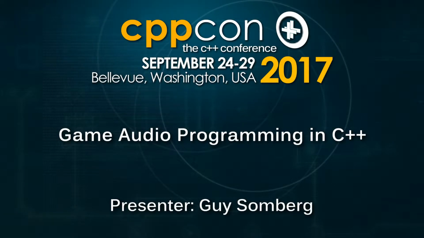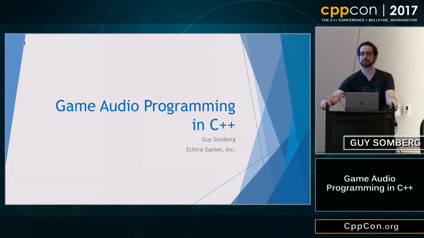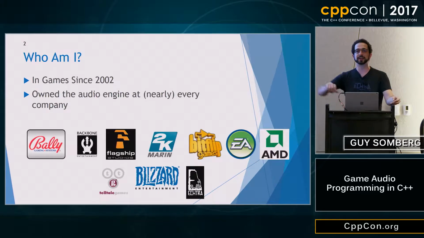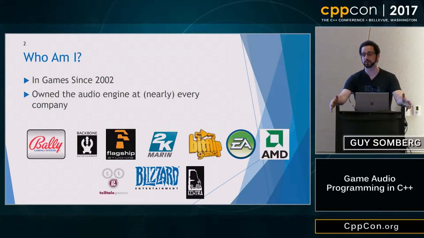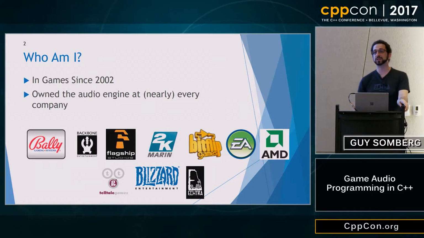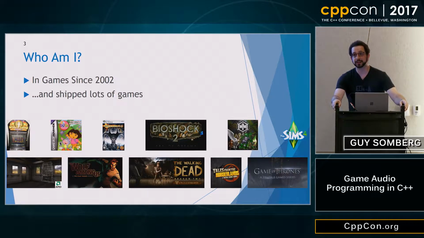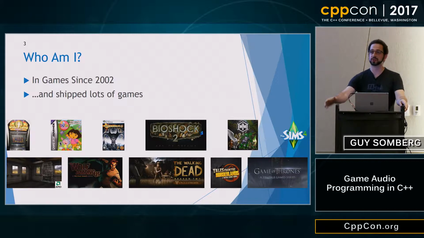First, my name is Guy Somberg. I am the client lead programmer at Extra Games. A little bit about me, I've been in games since 2002, so my video game career is just now getting its driving learner's permit. I've owned the audio engine at just about every company I've ever worked at, either for the whole company or just for the game I was working on. And I've shipped lots and lots of games and lots of audio engines, everything from AAA to small indie titles and kind of everything in between.